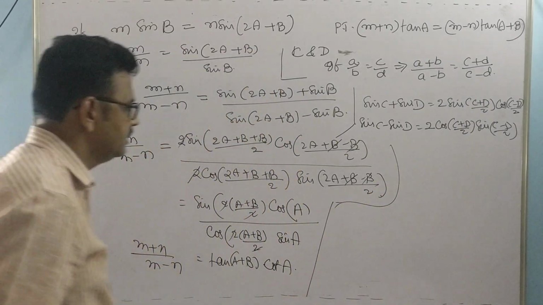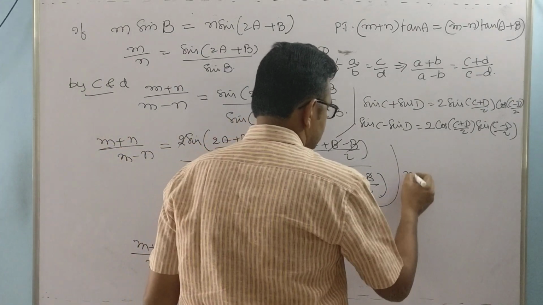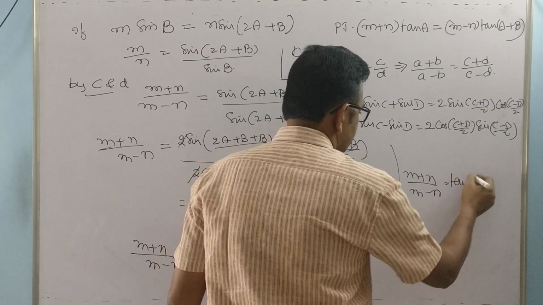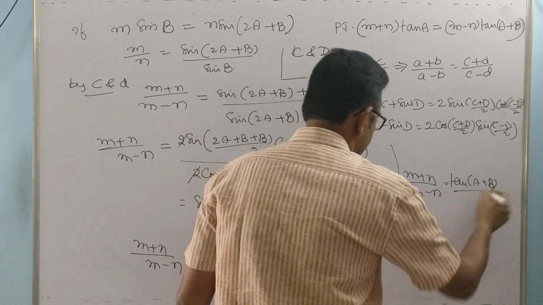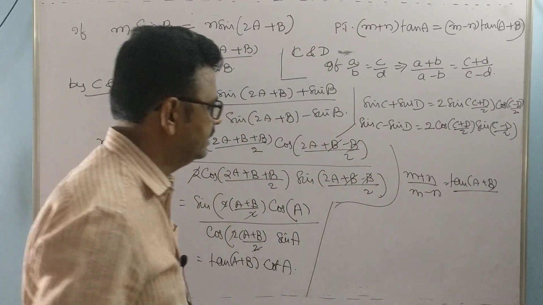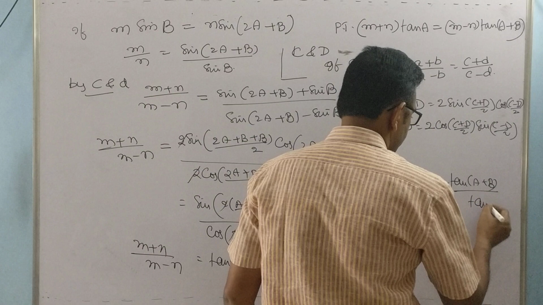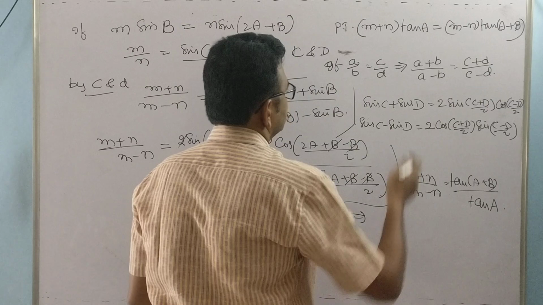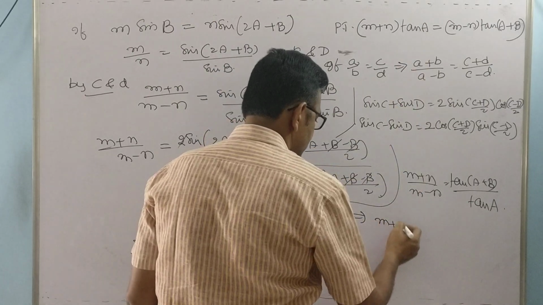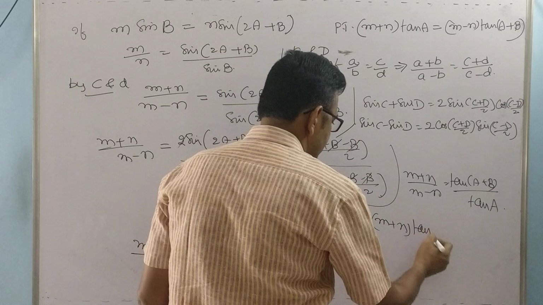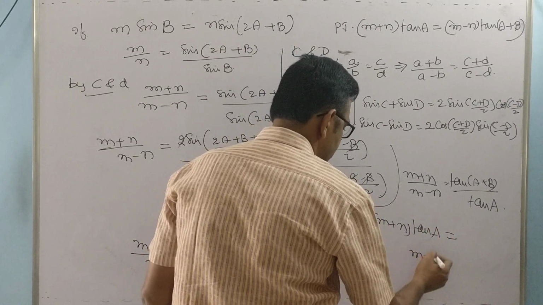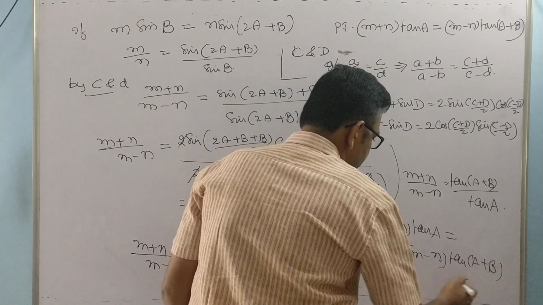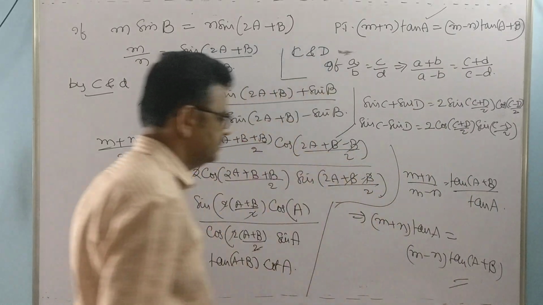So (m plus n) by (m minus n) is equal to tan of (a plus b) by, so this cot is 1 by tan a, by tan a. So by cross multiplication, (m plus n) into tan a is equal to (m minus n) into tan of (a plus b). So this is the required result.